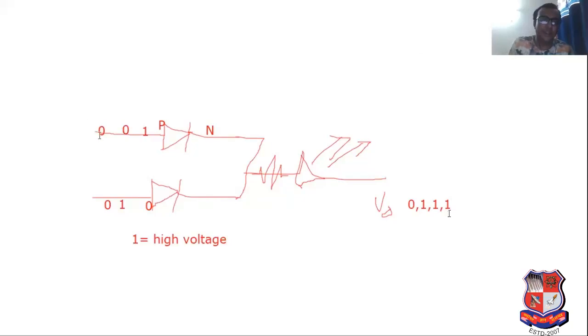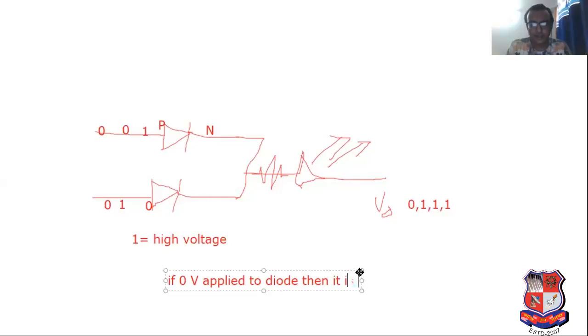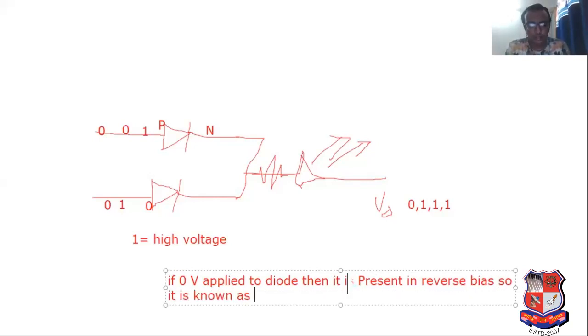It means that if we apply 0 input to the diode, then the diode acts as reverse biased. If 0 volt is applied to the diode, it is present in reverse bias, so it is an open circuit. So this is the operating principle of the OR gate. This is the complete topic regarding the OR gate.